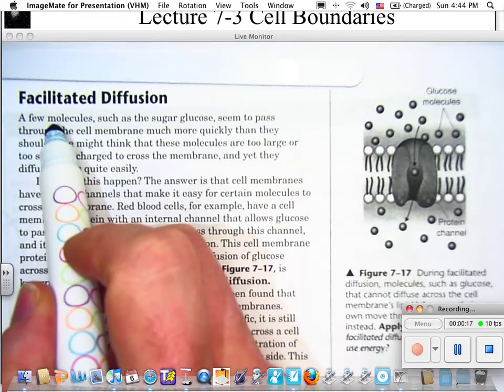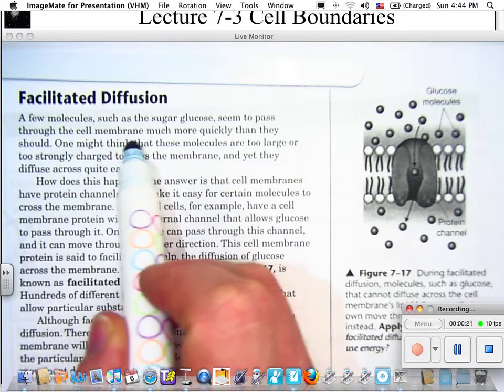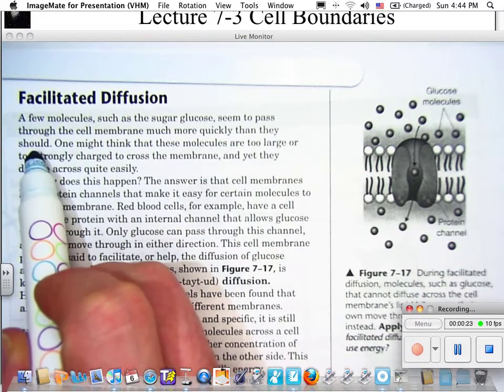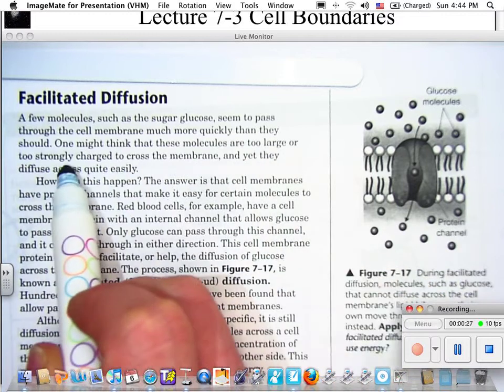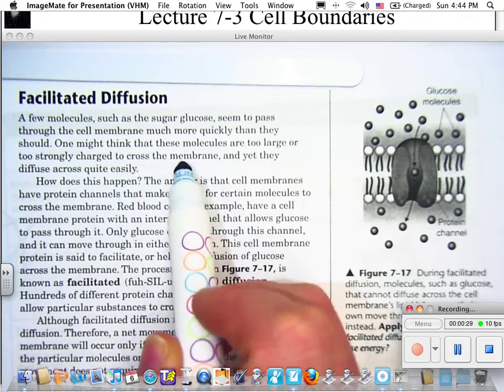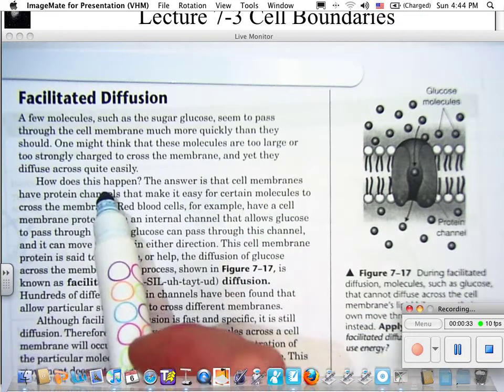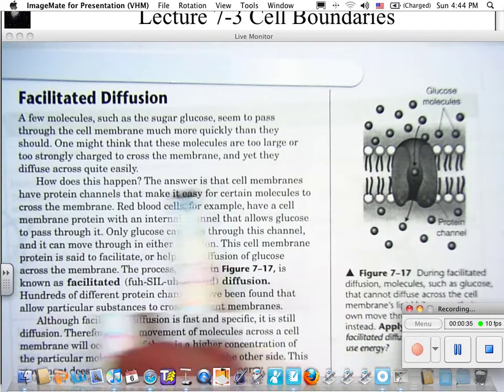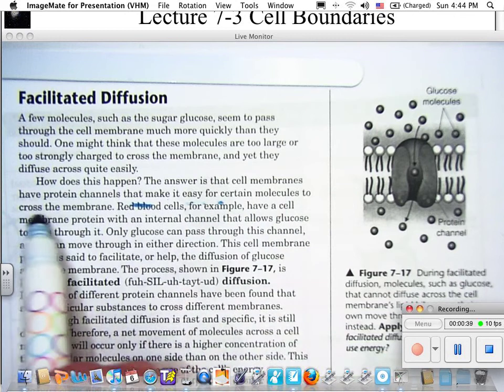A few molecules, such as the sugar glucose, seem to pass through the cell membrane much more quickly than they should. One might think that these molecules are too large or too strongly charged to cross the membrane, and yet they diffuse across quite easily. How does this happen? The answer is that the cell membranes have protein channels that make it easy for certain molecules to cross the membrane.